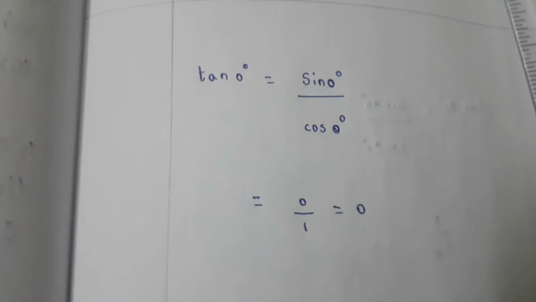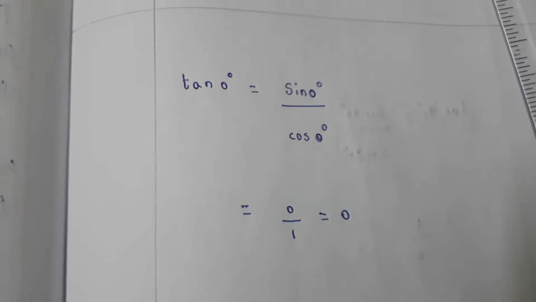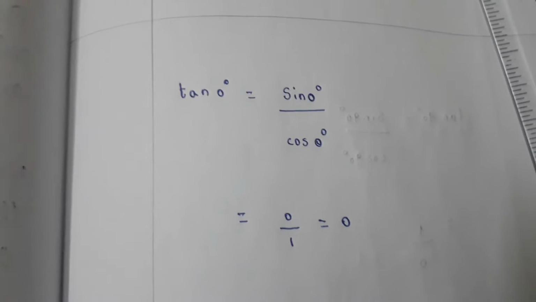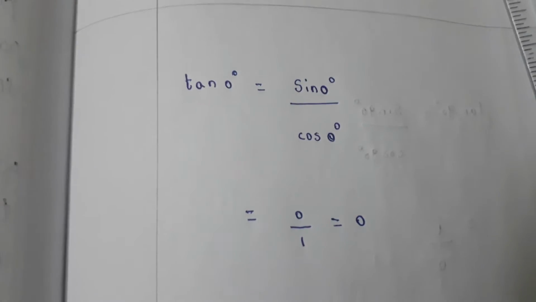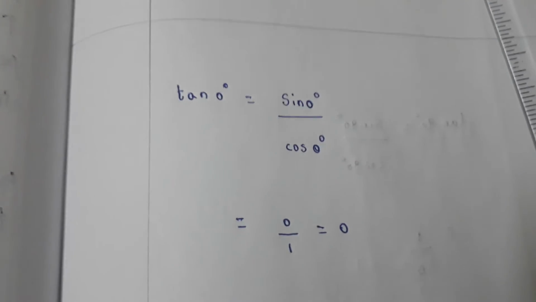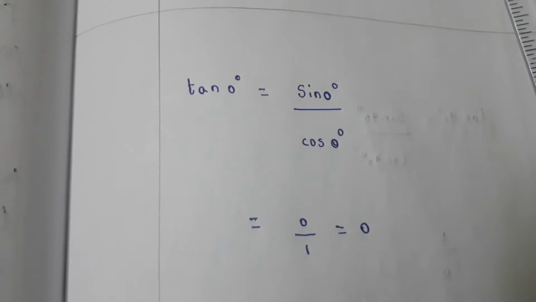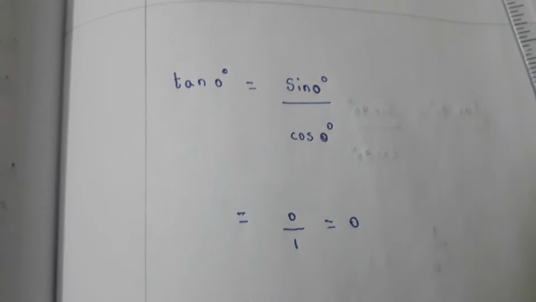Today we are going to discuss, by knowing only sine and cos values, that means sine 0 degrees, 30 degrees, and like that, and cos 0, 30, 60, 45. By knowing only those two, how can we find tan, cot, secant, and cosecant? So let us start with tan.